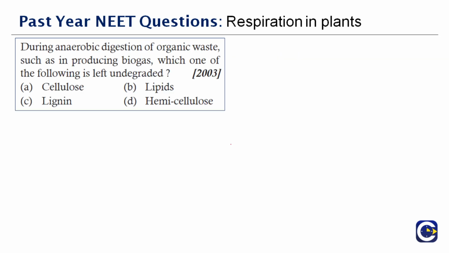Next question here. During anaerobic digestion of organic waste, such as in producing biogas, which one of the following is left undegraded? Look at this question here. We are talking about anaerobic, that is, in the absence of oxygen. Here you have cellulose, lipids, hemicellulose, lignin. Cellulose is obviously not the answer, as it is degraded. Hemicellulose and lipids, once again not. The correct answer is lignin.